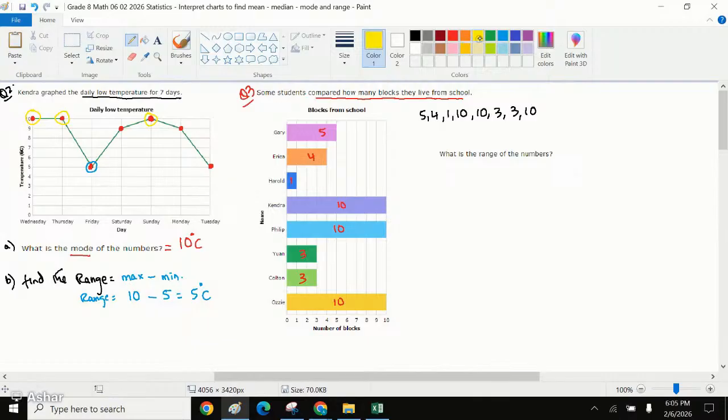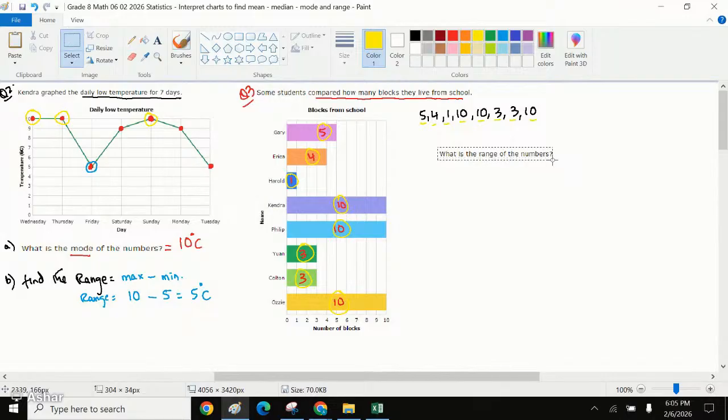Most important is that we count them. 1, 2, 3, 4, 5, 6, 7, and 8. Sometimes while copying the numbers, we might miss a number.